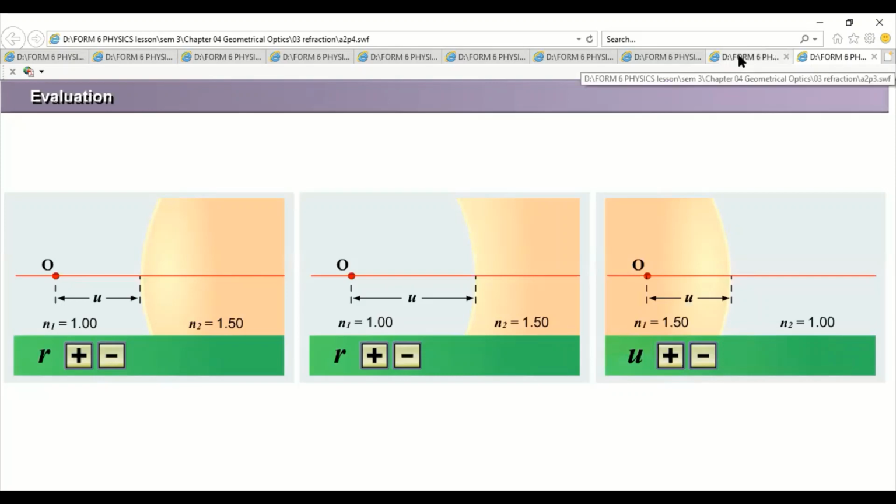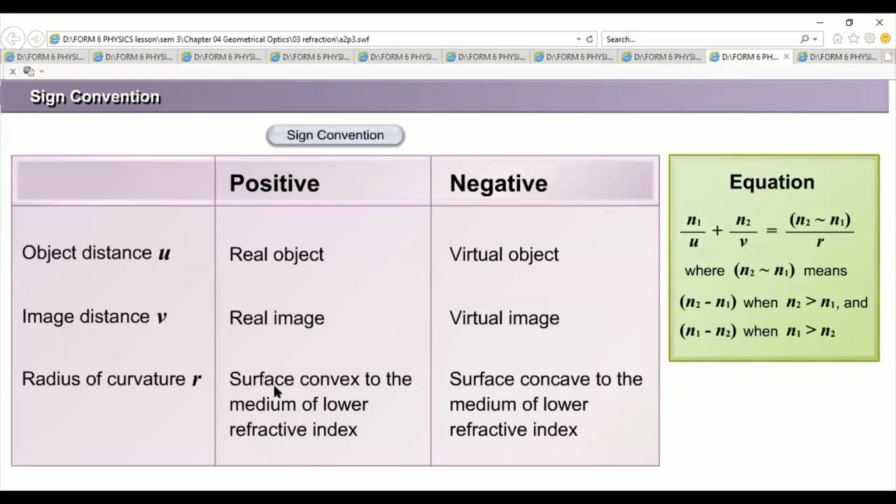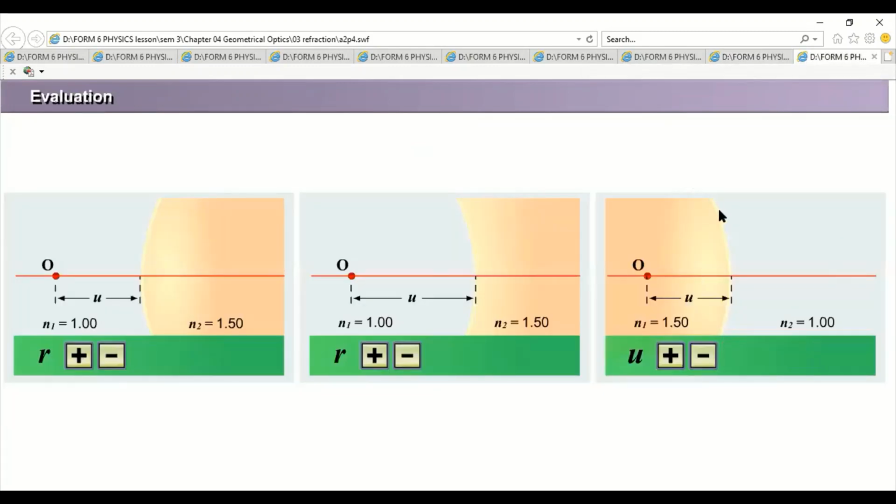And don't forget, we notice that the surface is convex to the medium of lower refractive index. We look here, convex surface at lower refractive index, so it's positive. If this one is 1.5, this one is 1, that means it will be negative. Understand? Okay.